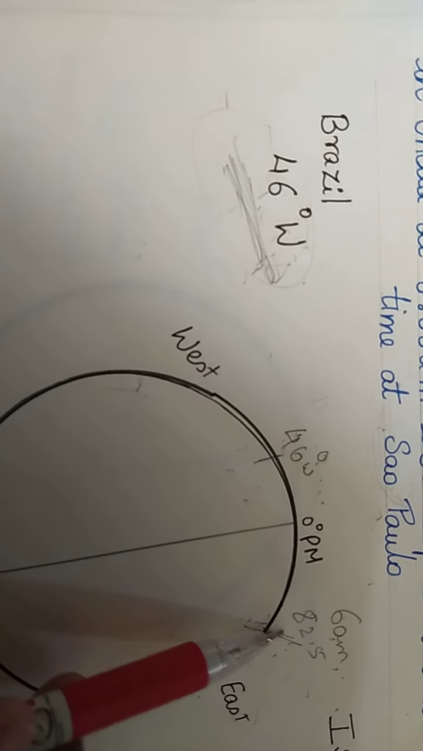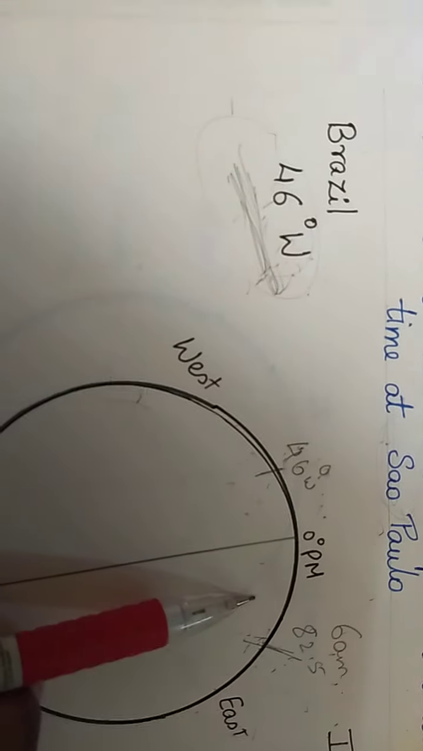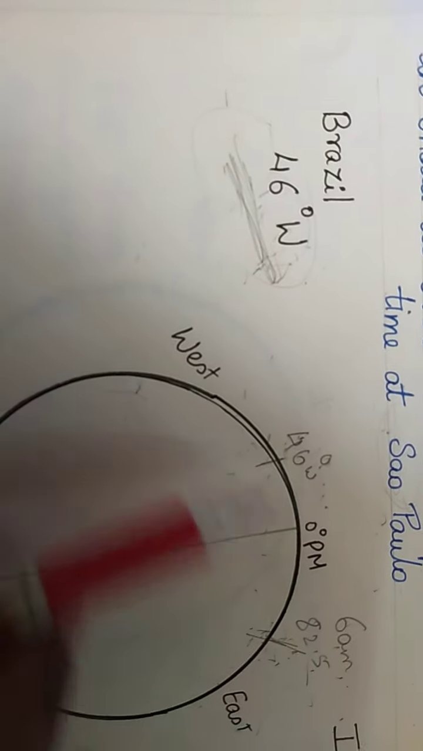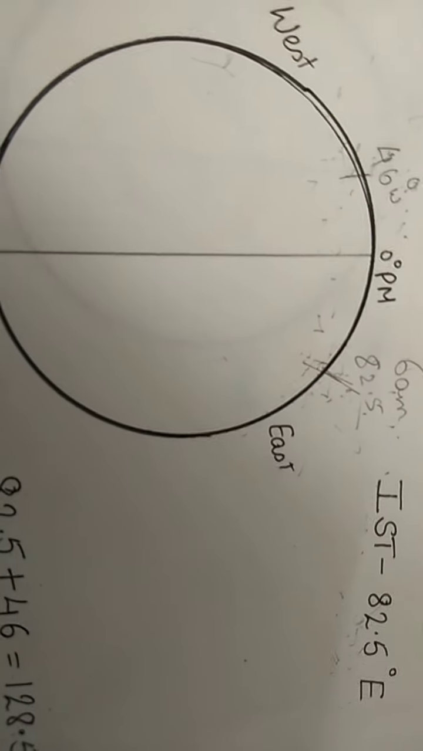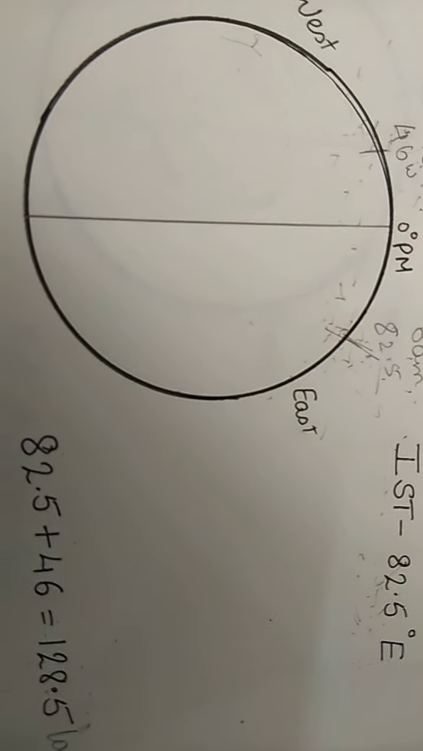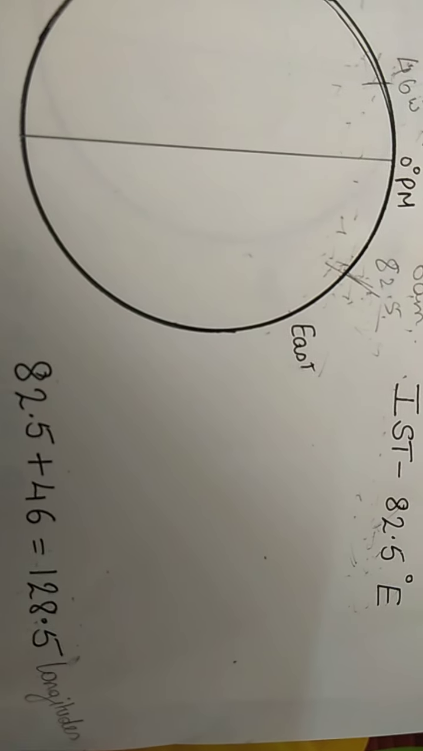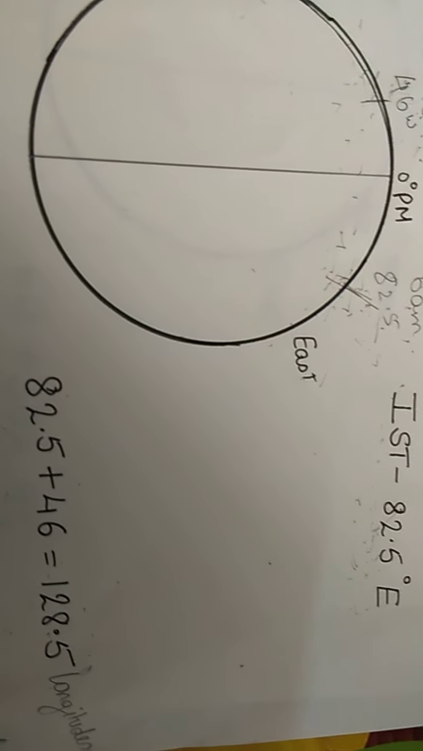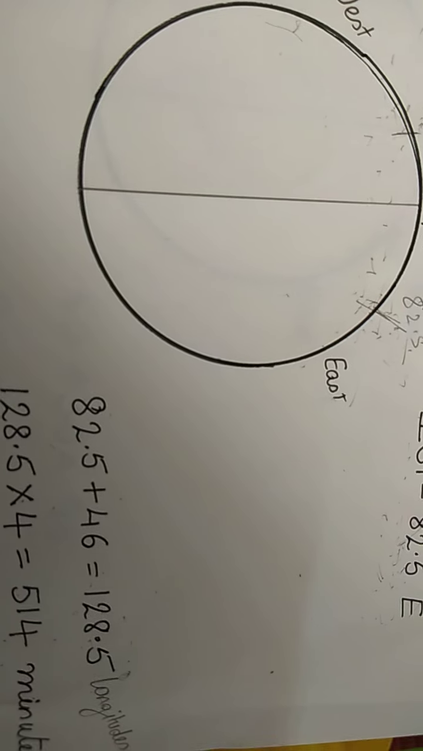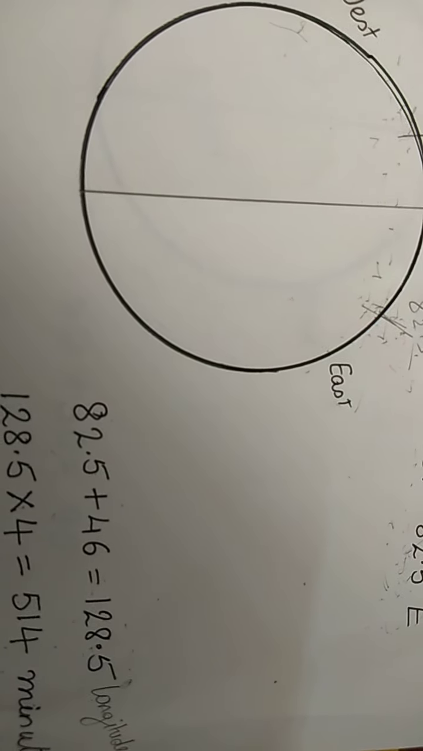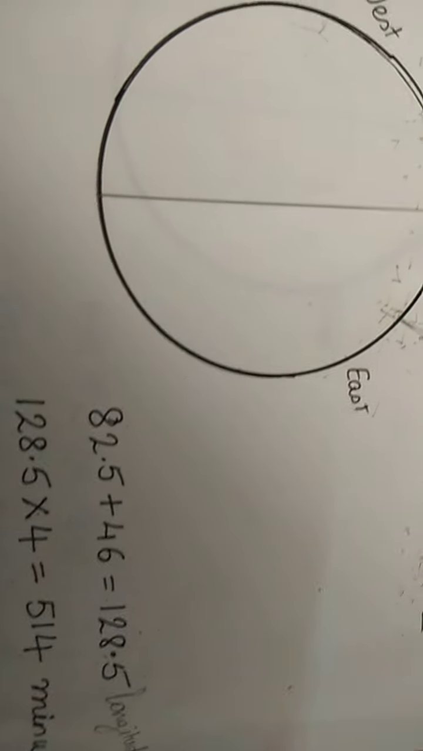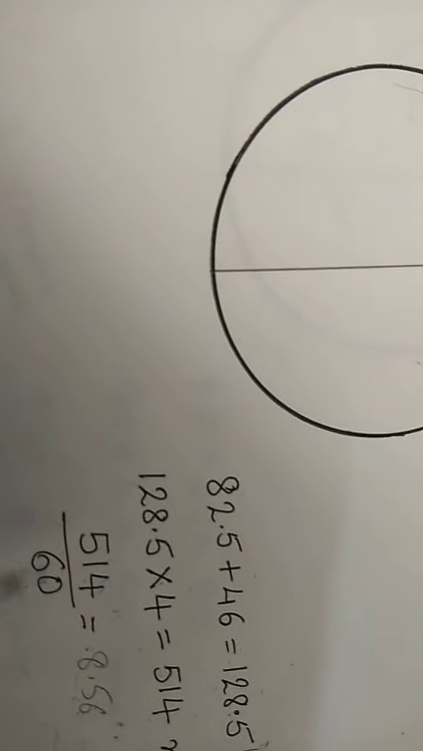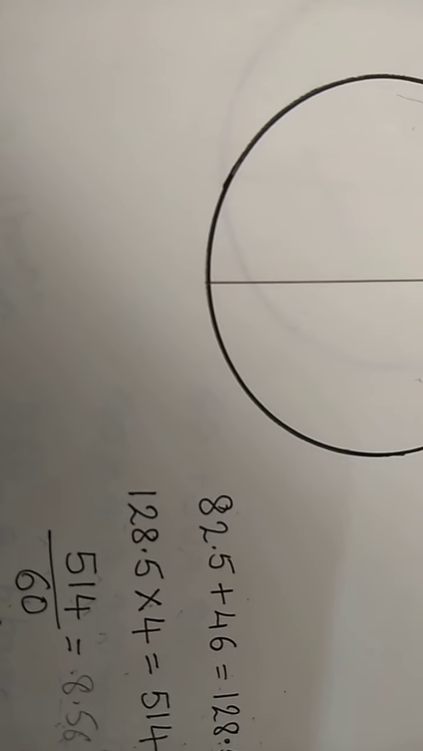So now in the previous sum, what we did, we added those longitudes. We are going to do the same here. 82.5 plus 46 degree, we are going to add both longitudes. What answer we are going to get is in points, because 82.5 plus 46 is 128.5 longitudes. Now these longitudes we have to convert into minutes. So 128.5 into 4 is 514 minutes. And this 514 minutes we are going to convert into hours. So 514 divided by 60 gives a recurring answer, because 514 is not directly divisible by 60.